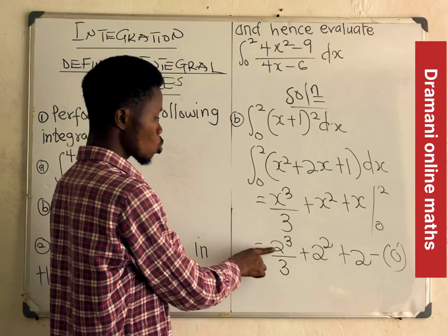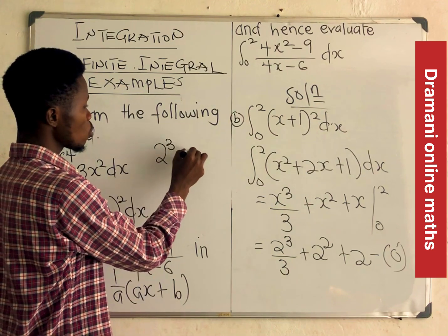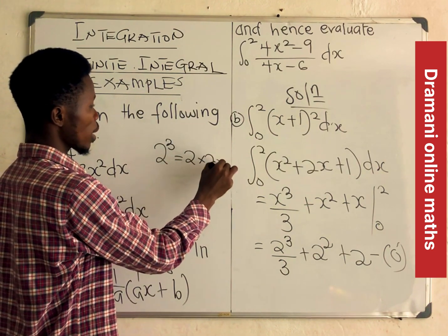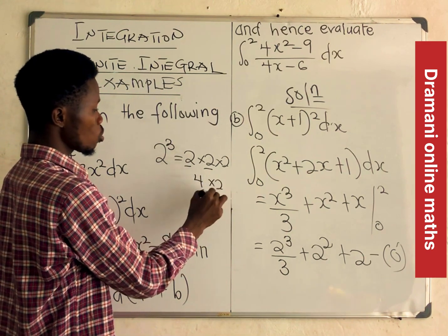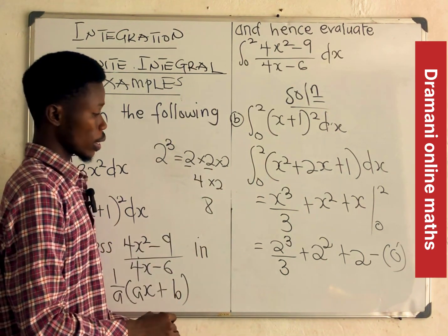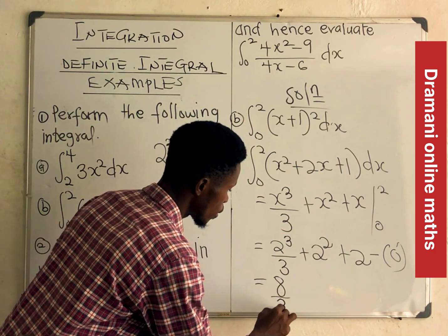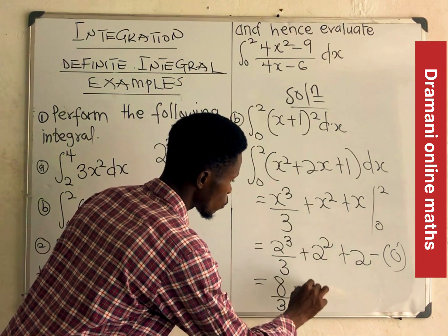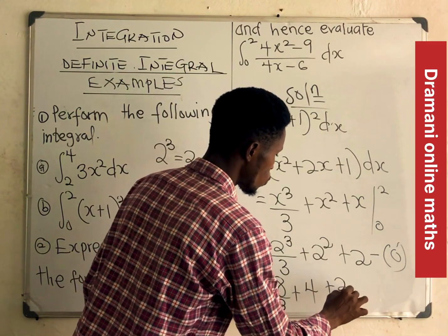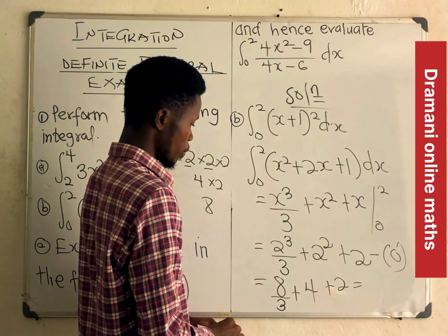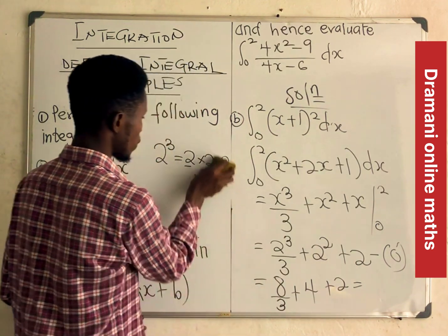So here, 2 cube, you know what 2 cube is? 2 cube means 2 times 2 times 2. So 2 times 2 is 4, times 2 is what? 8. Is that okay? So here we have 8 over 3 plus 4. 2 squared is 2 times 2, which is 4, plus 2. So what are we going to get? 4 plus 2 is 6, right?